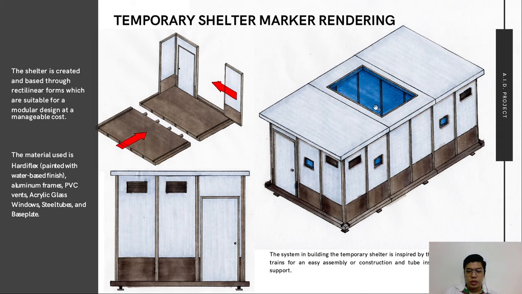Acrylic glass, which is present on the sunroof and the windows. Steel tubes, which is present for the support. And the base plates, which is the footing of the shelter.